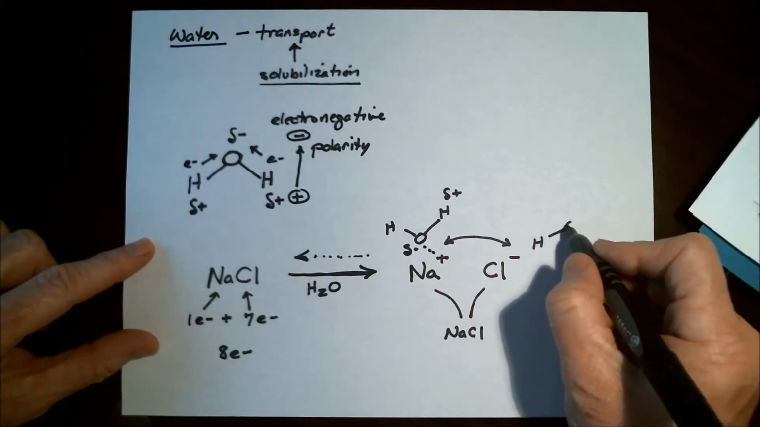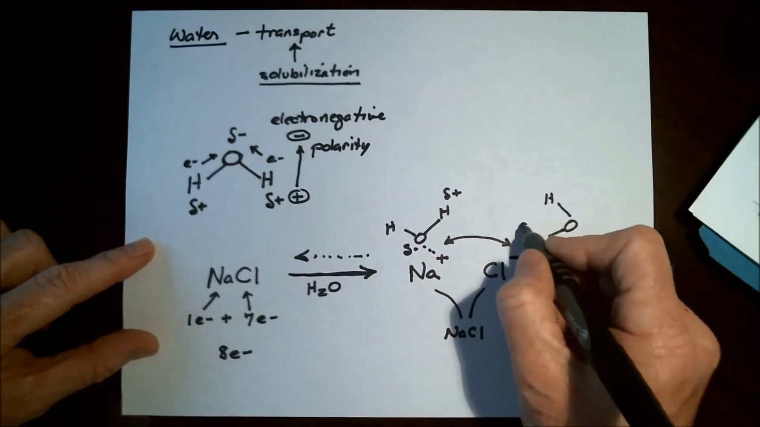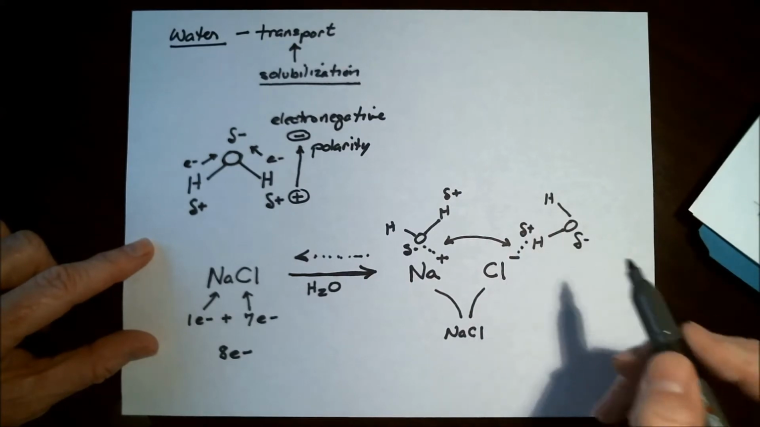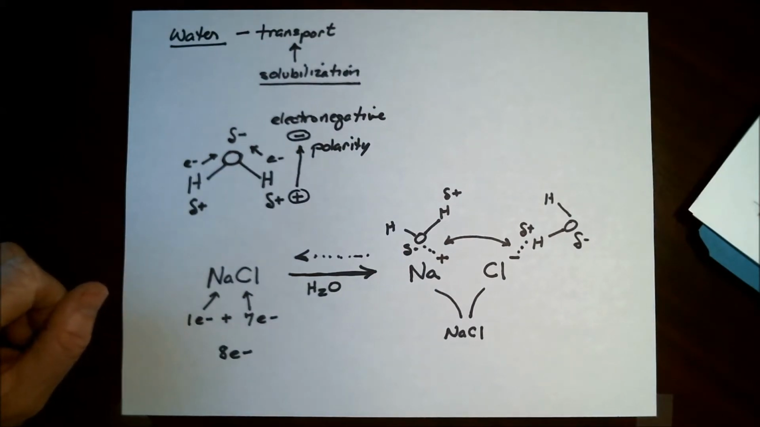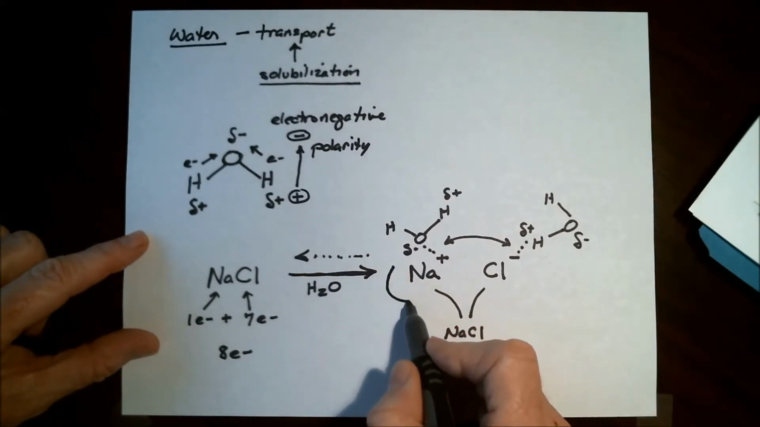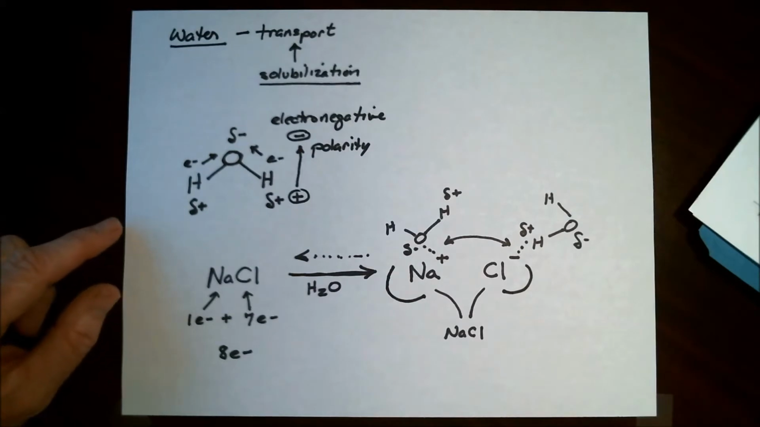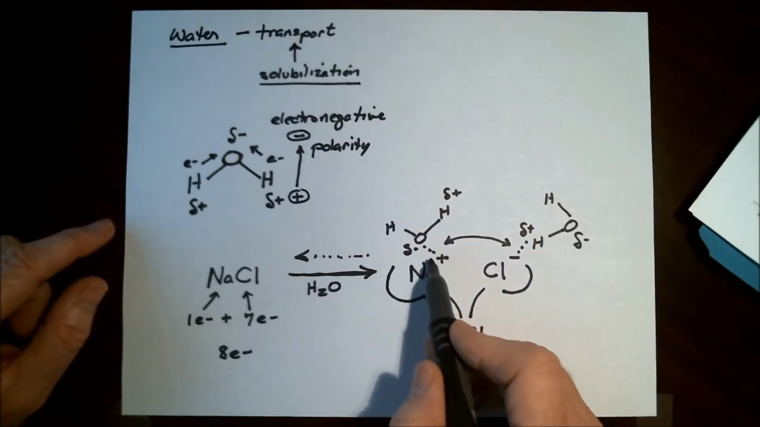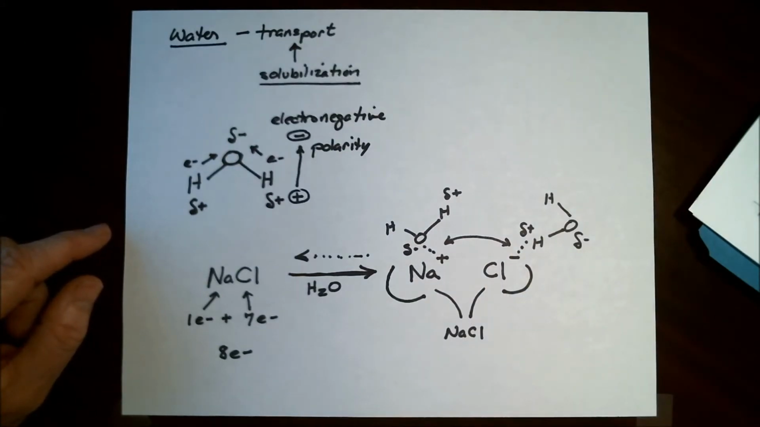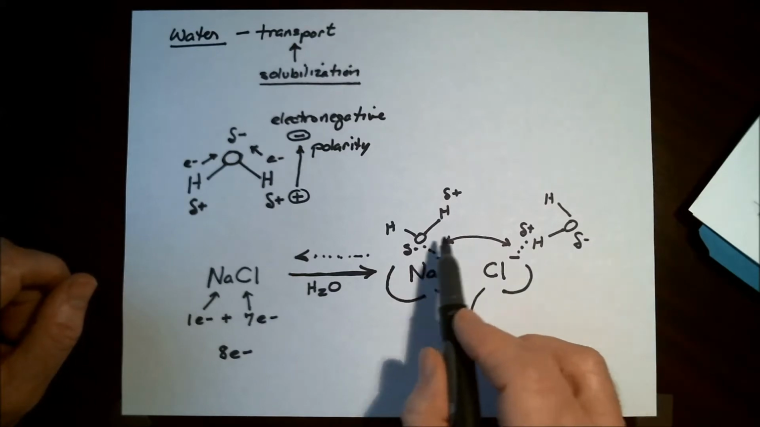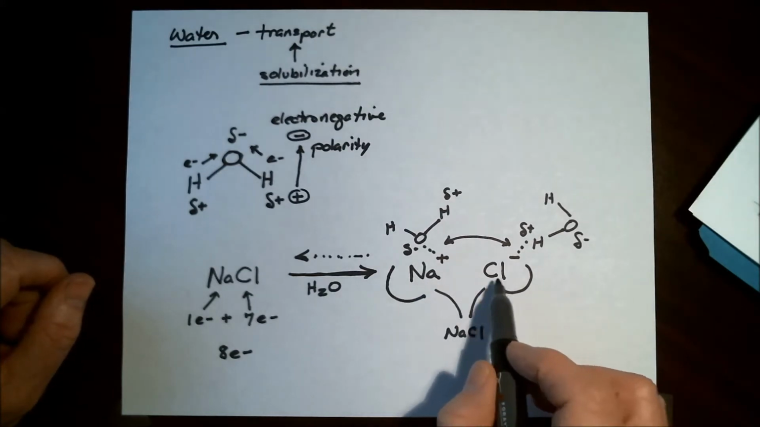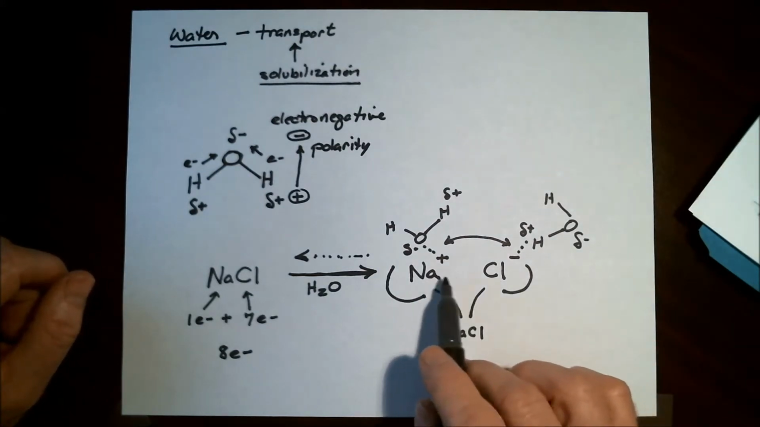Likewise, when we have the partial positive charge on the hydrogen, we will form an interaction between the hydrogen and the chloride ion. Now, these ions are completely surrounded by water. So each one of these bonds between the partial negative or partial positive charges with the full charge on the ion is going to contribute bonding energy. The bonding energy of the water with the ions is greater than the bonding energy of the sodium and chloride ionic interaction, and so that keeps the sodium and chloride apart.